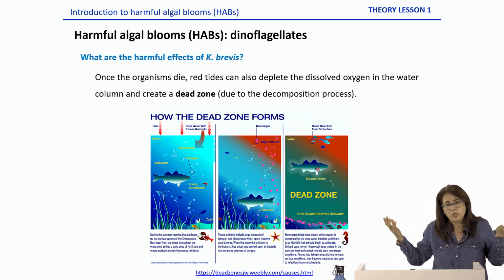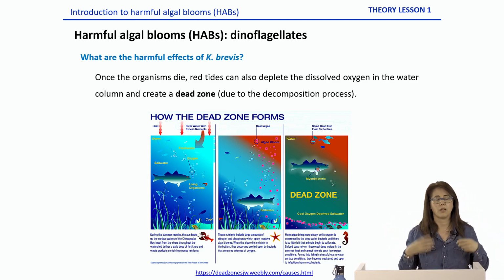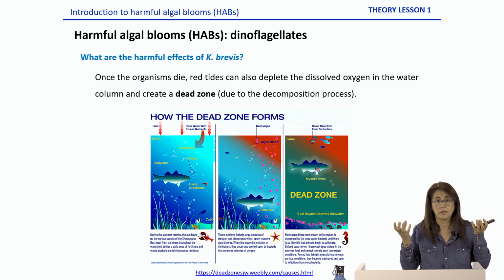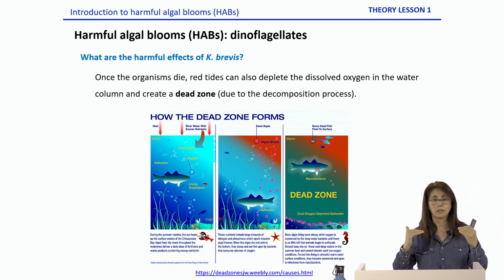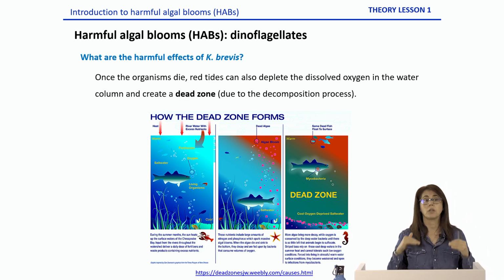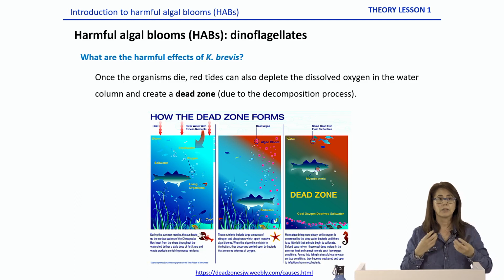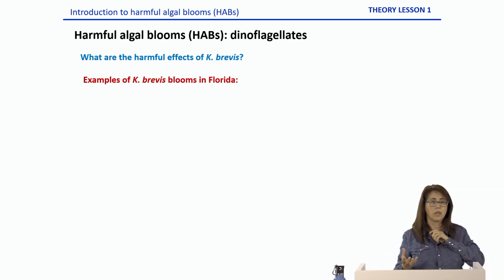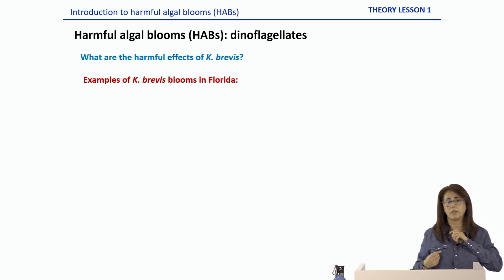And of course, as we saw before with cyanobacteria, if we have a massive bloom, as the organisms die, they sink, bacteria use the oxygen to decompose all this organic matter, so they can deplete the dissolved oxygen in the water column and create a dead zone due to this decomposition process. So let's see some examples of Karenia brevis blooms in Florida.